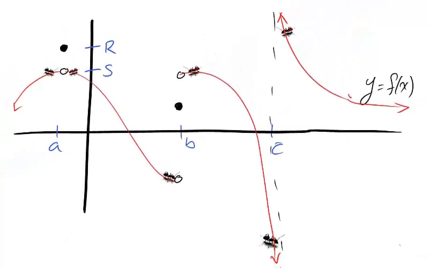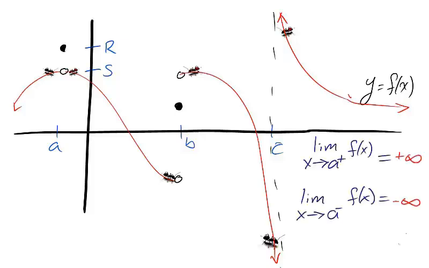When lefty and righto crawl towards x equals c, they are challenged with a huge climb. If an ant would have to crawl upwards or downwards indefinitely, as is the case here, then we say that the limit is infinite. In this case, the left-hand limit is negative infinity, and the right-hand limit is positive infinity.